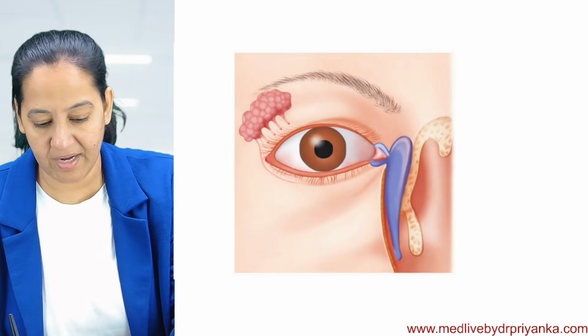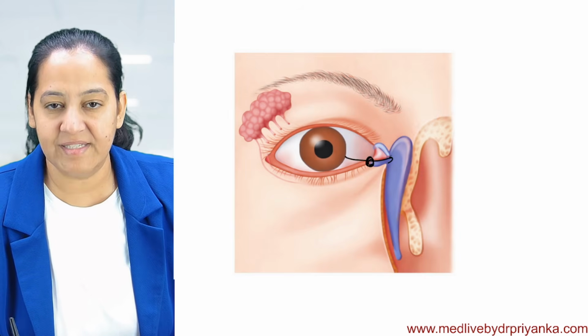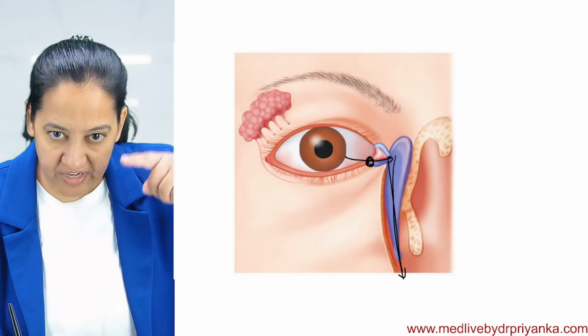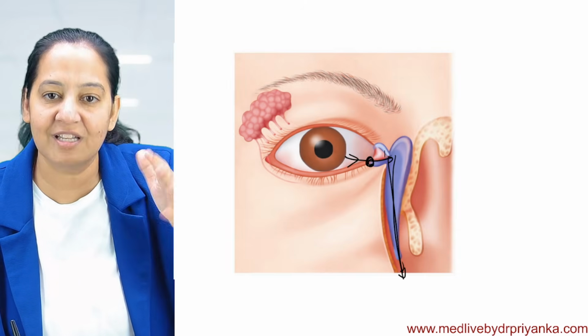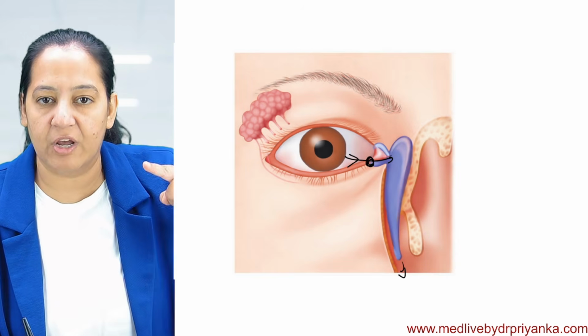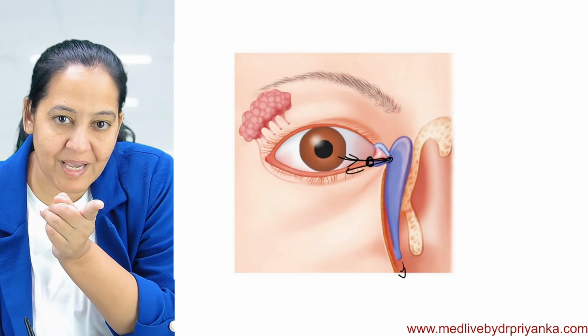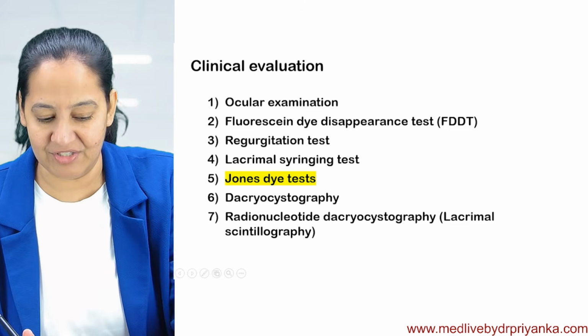Again, we are putting normal saline from the lower puncta and seeing for the flow. If it is free flow, there is no obstruction. If the saline is going with a resistance, there is partial obstruction. If it is not going at all and is regurgitating from the same puncta or opposite puncta, it indicates complete obstruction. So that is the lacrimal syringing test.